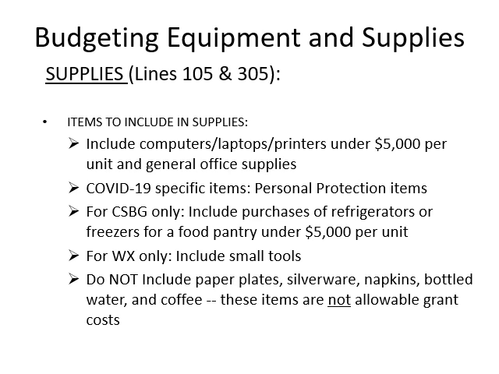Items to generally include in the supply category are as follows. Include computers, laptops, printers under $5,000 per unit and general office supplies. You can include COVID-19 specific items, such as personal protection items. For CSBG only, you can include the purchase of refrigerators or freezers that are to be used for a food pantry if the cost is under $5,000 per unit. For weatherization only, you can include small tools that are needed on the job sites.